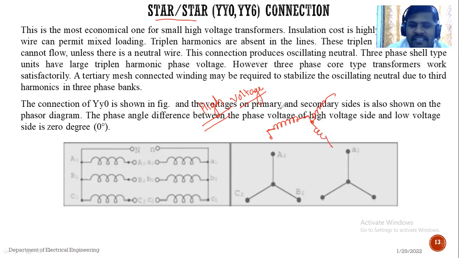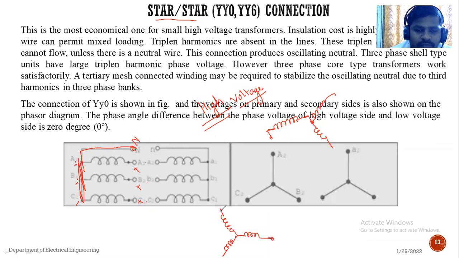This connection makes a star. See here it is three windings, A1 B1 C1, A2 B2 C2. A2 B2 C2 positive, A1 B1 C1 negative. If we make A1, B1 and C1 common, and one terminal can be taken from it, this is the neutral connection. Or we can draw like this also. If I draw the winding like this, this is the primary winding, sorry, this one is the star connection.